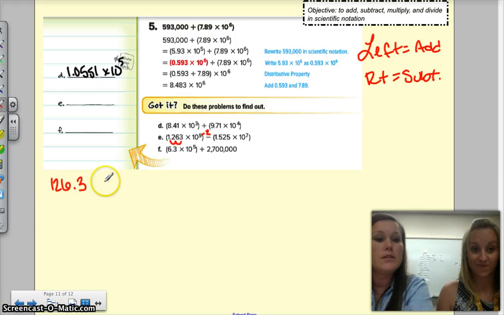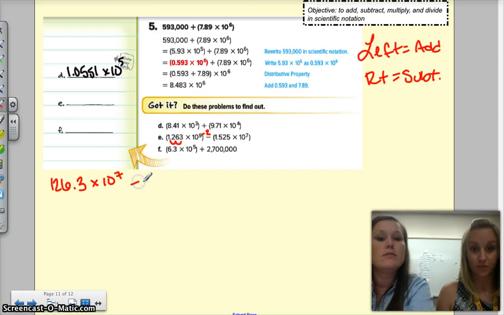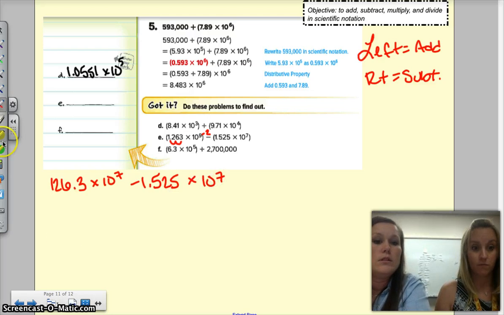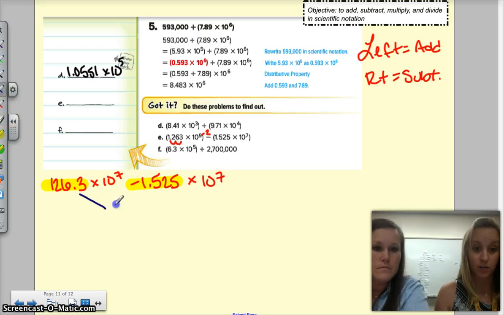So I have 126.3 times 10 to the 7, and then the minus 1.525 times 10 to the 7. You got it. Do they have the same form? They do, because they both have a 7 as their exponent. Rock on. So I'm going to subtract those two. Again, I highlighted the subtraction. That minus is the same thing as subtraction.